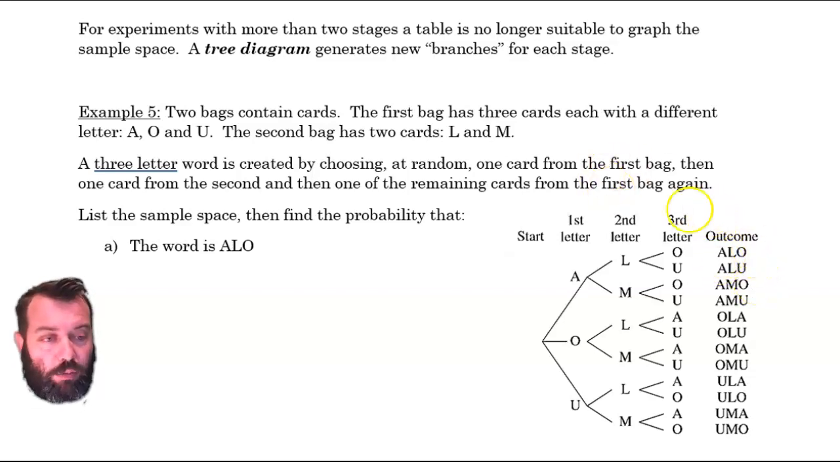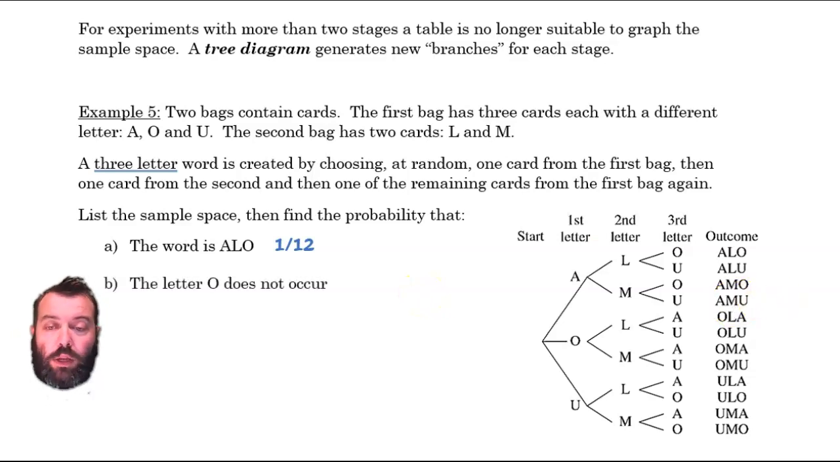So, if we count them up, we'll see that we have 12 outcomes there. The probability that the word is ALO, well, the first word here is an ALO. Are there any other ALOs? No. So the probability is 1 out of 12.